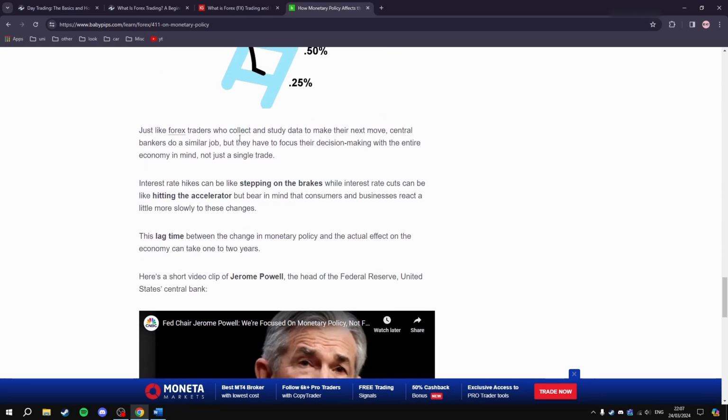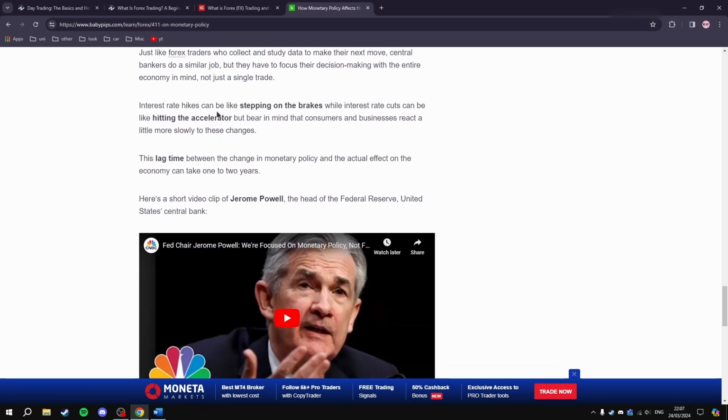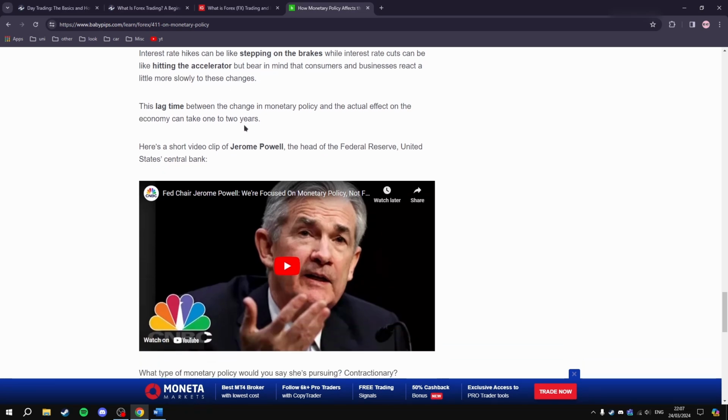Just like Forex traders who collect and study data to make the next move, central bankers do a similar job, but they have to focus their decision making with the entire economy in mind, not just a single trade. Interest rate hikes can be like stepping on the brakes, whilst interest rate cuts can be like hitting the accelerator. But bear in mind that consumers and businesses react a little more slowly to these changes. This lag time between the change in monetary policy and the actual effect on the economy can take 1 to 2 years.